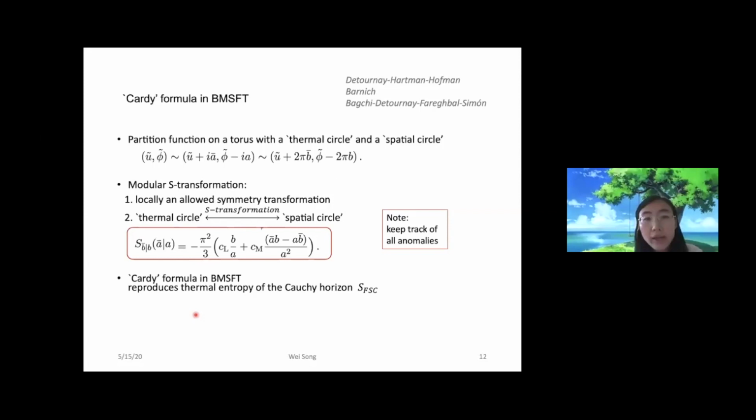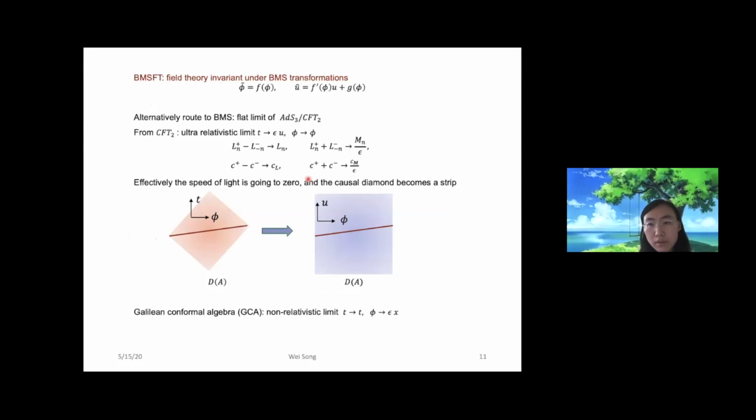The torus is to introduce, by thermal circle I mean having an imaginary identification parameterized by two parameters A and A bar, and the second is a spatial circle. There are two parameters to denote the circle, because this is not Lorentz invariant. So one can consider a spatial identification with a tilting.